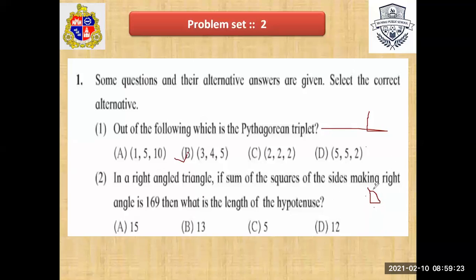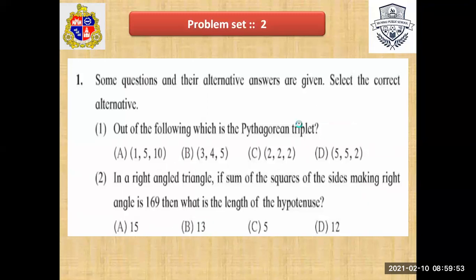As we know, hypotenuse square is equal to the sum of the squares of the remaining 2 sides. We have the sum of the squares of the remaining sides, that is 169, and we have to find the length of the hypotenuse. So hypotenuse square is equal to 169. Find the square root of 169. So the square root of 169 is 30. Okay, so that was question number 2.